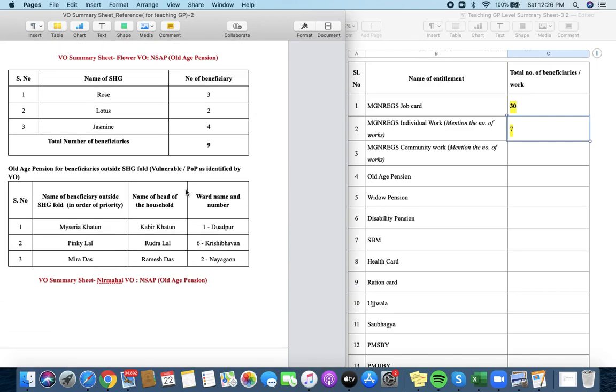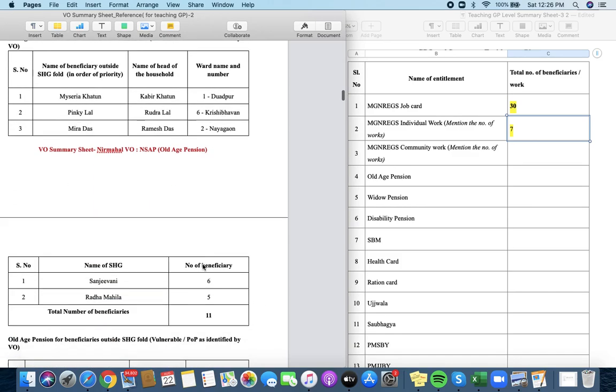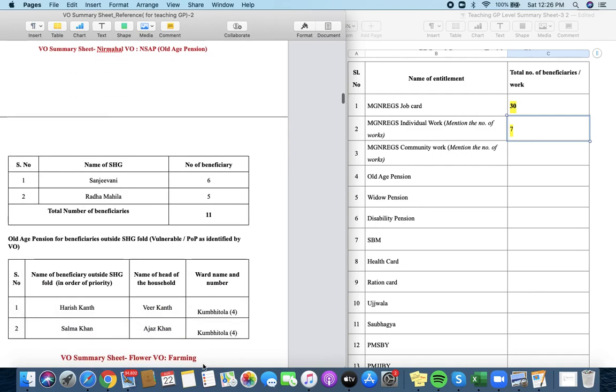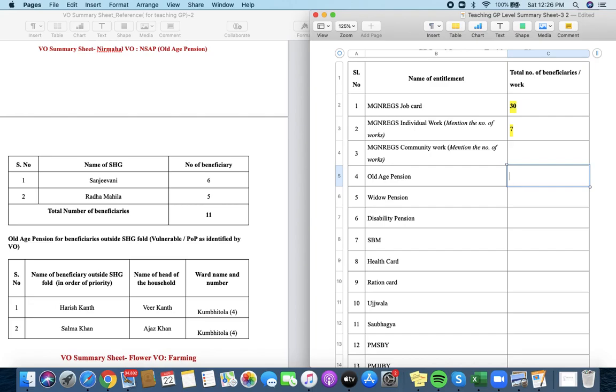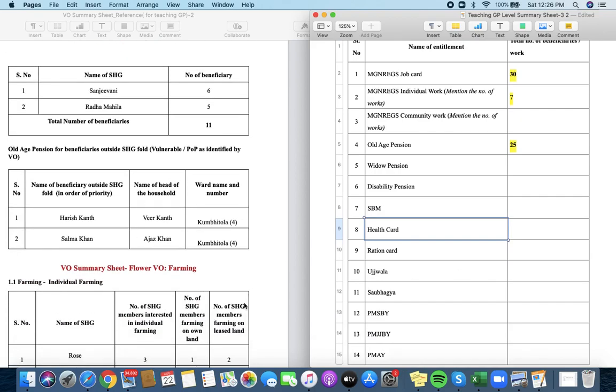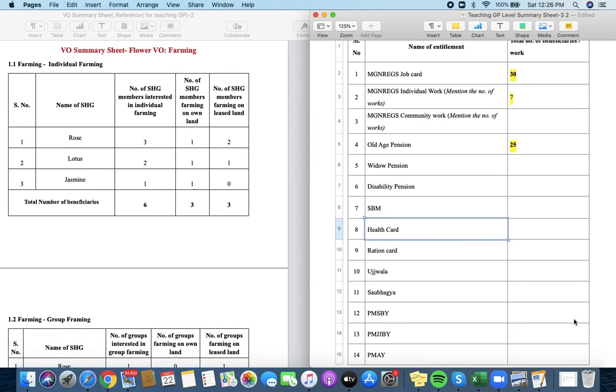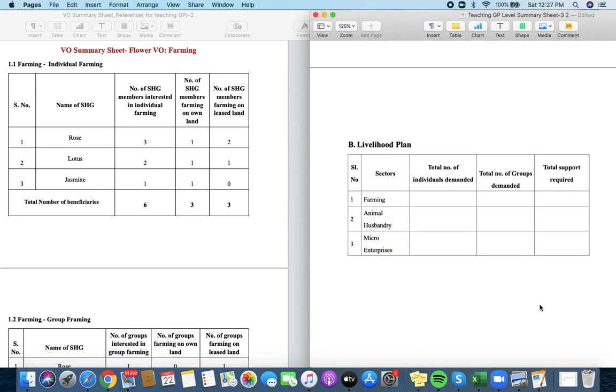We will also calculate from each VO how many members come as beneficiaries from outside the SHG pool. So 9 plus 10, 11, 12 plus 11, 23 plus 2, 25. So for old age pension, total beneficiaries at the panchayat level will be 25. In a very similar way, you will have to calculate for all the other schemes where beneficiary data has been collected from within the SHG as well as outside the SHG.